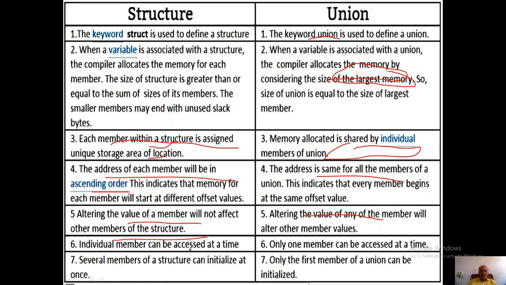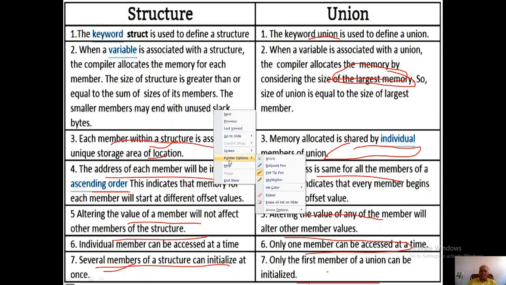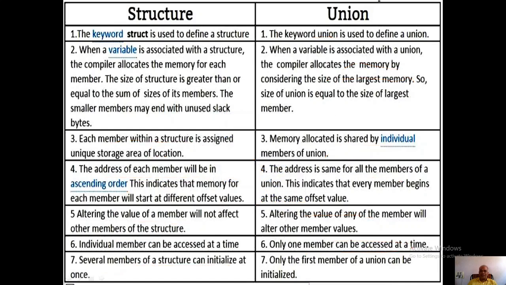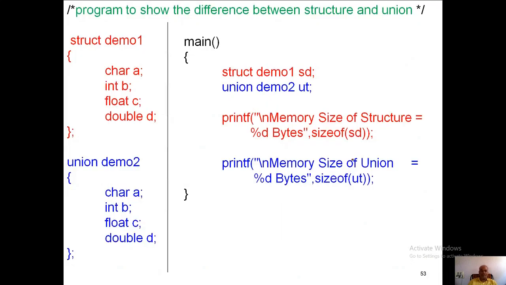Next, in structure, individual members can be accessed at a time. Here, only one member can be accessed at a time. Why? Because all the variables commonly share the same memory location. Several members of a structure can be initialized at once. But in union, only the first member can be initialized. Why? Because the simple change in union is that it allocates memory for the largest one. In structure, memory is allocated individually.